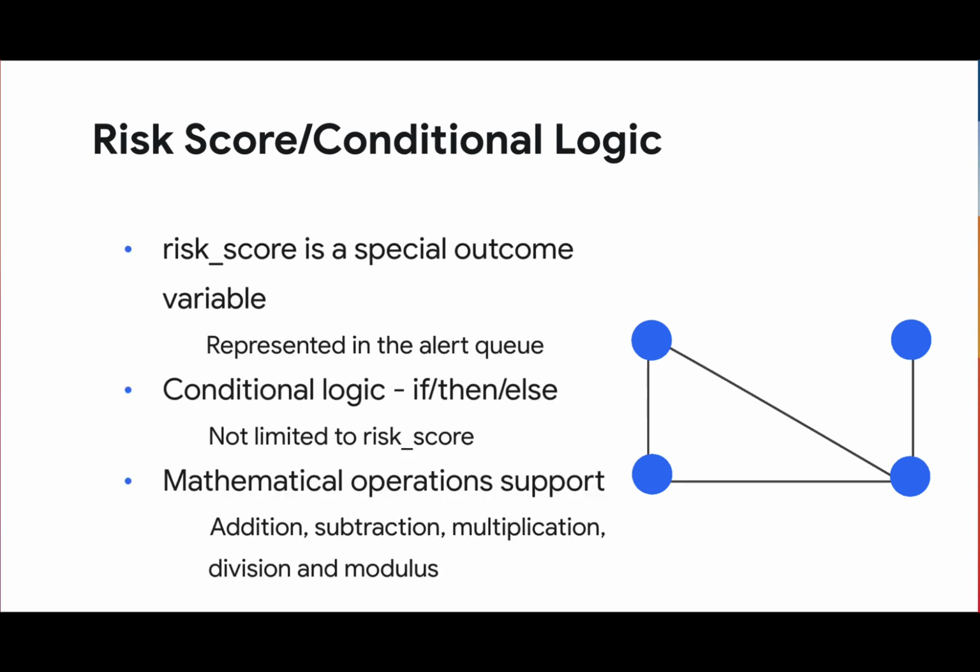While we are going to apply the concepts of conditional logic and mathematical operations to a risk score today, it's important to understand that conditional logic, also known as if-then-else statements, and mathematical operators are not limited to calculating risk score. However, risk score was the first outcome variable created in Chronicle. It is considered a special variable as its value, when created in a rule, is represented in an alert queue as a numeric that analysts can use.